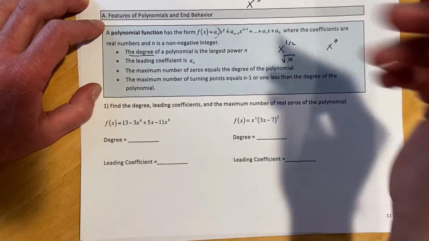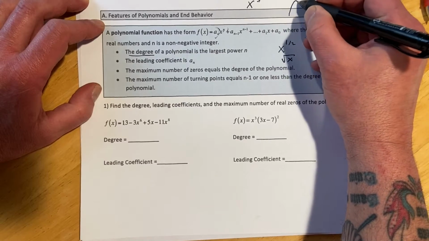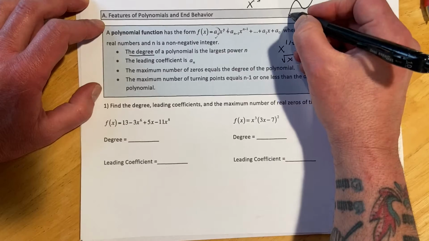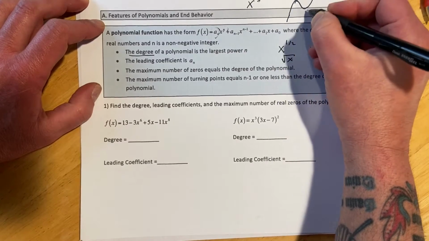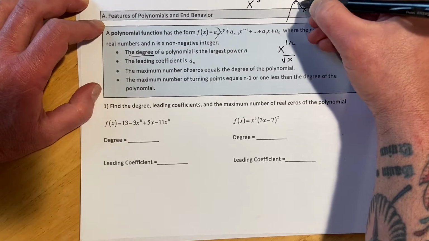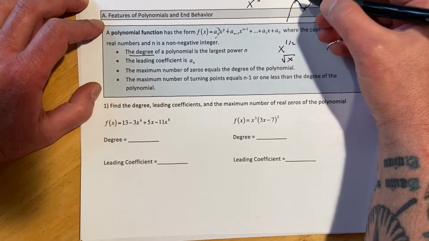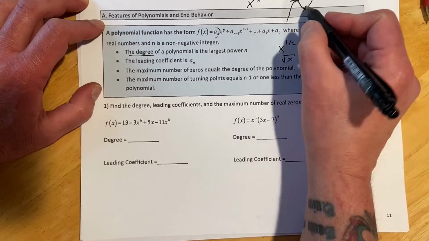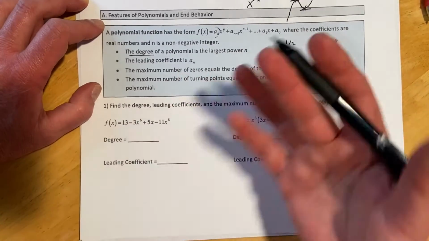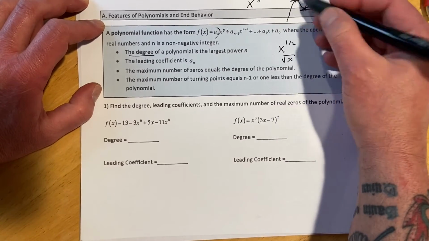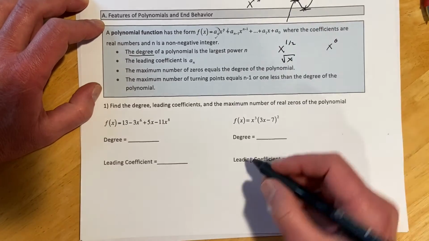Actually, let me just say what a turning point is. For a cubic, this would be what a cubic might look like. And turning points are these places where the graph was going one direction, here it was increasing, now it's decreasing, so that's a turning point. And when you get to calculus, this ends up being what you care about, because this is where something is maximized, this is where something is minimized, and those are interesting values. For this quarter, we're just figuring out that there can be 2 of them, and that's what this is stating.